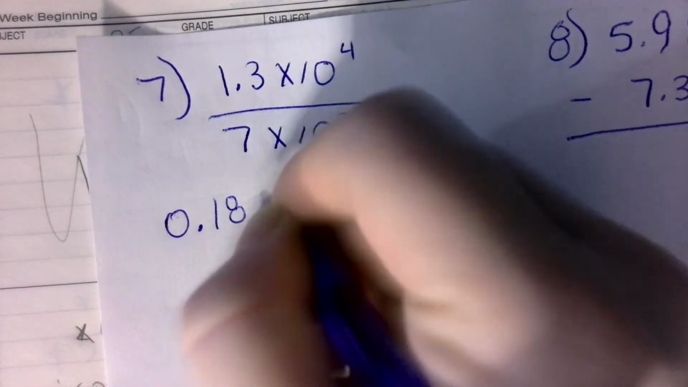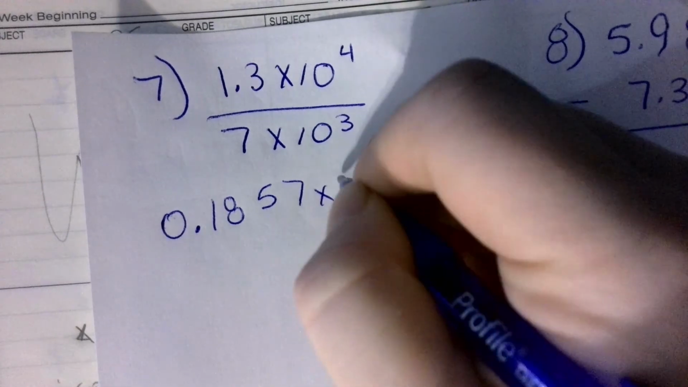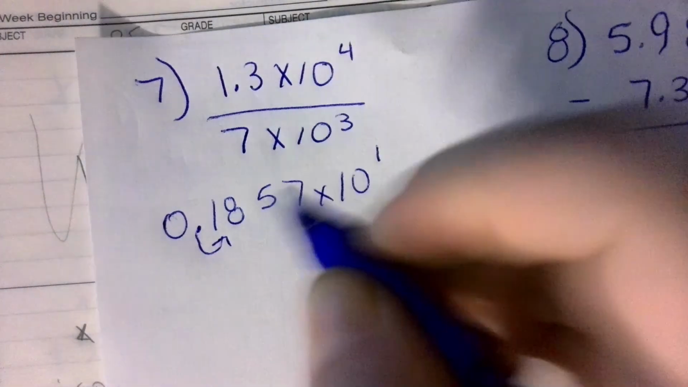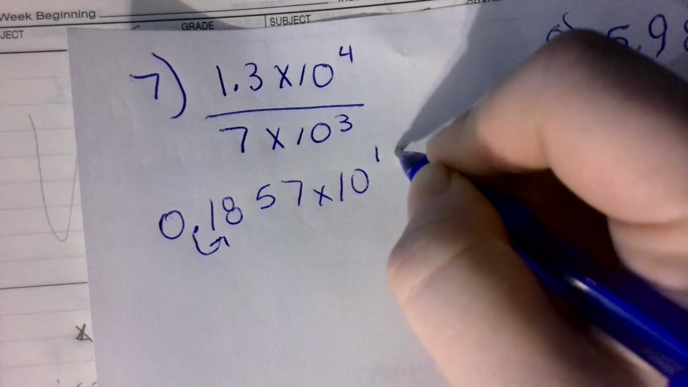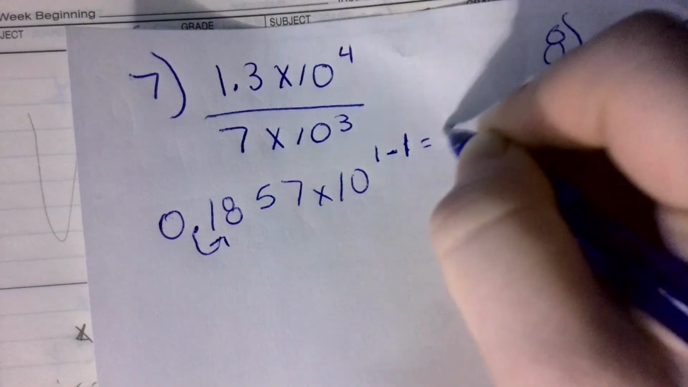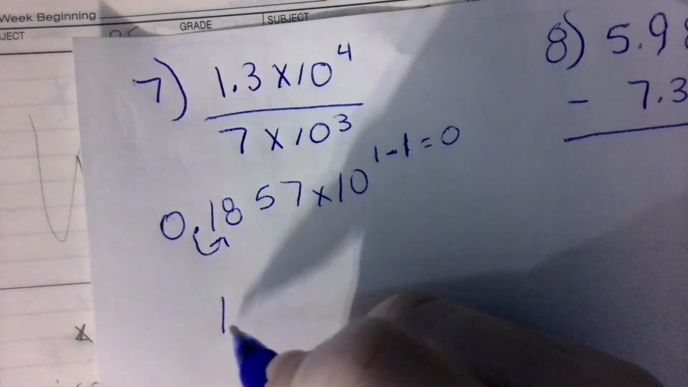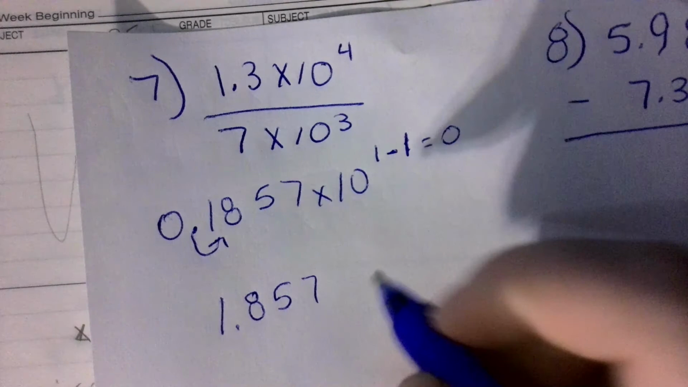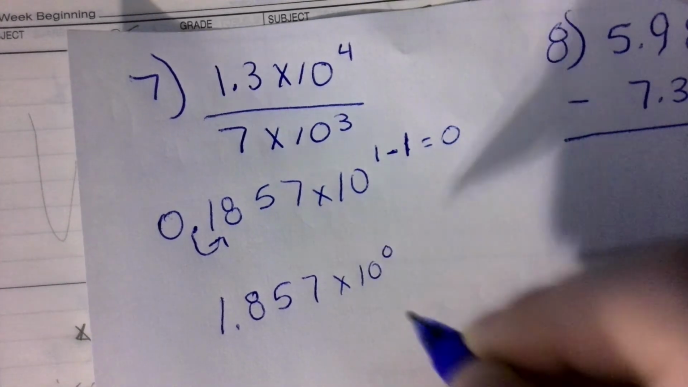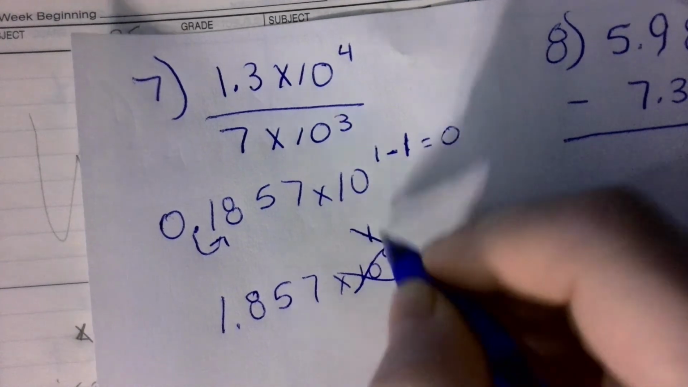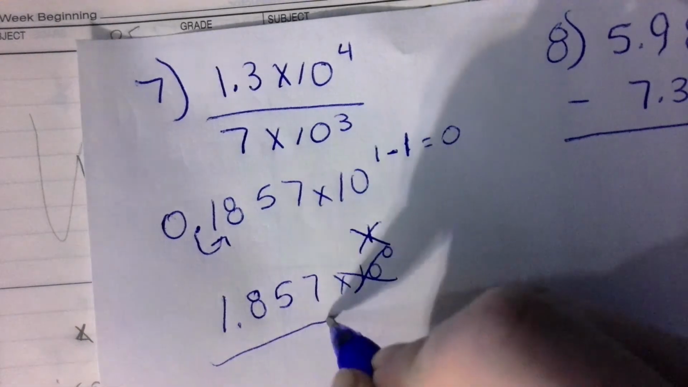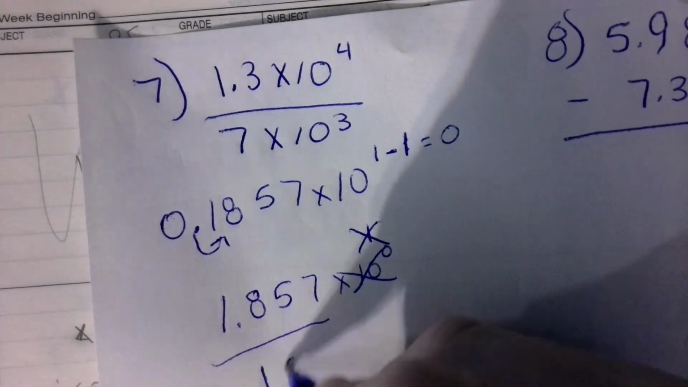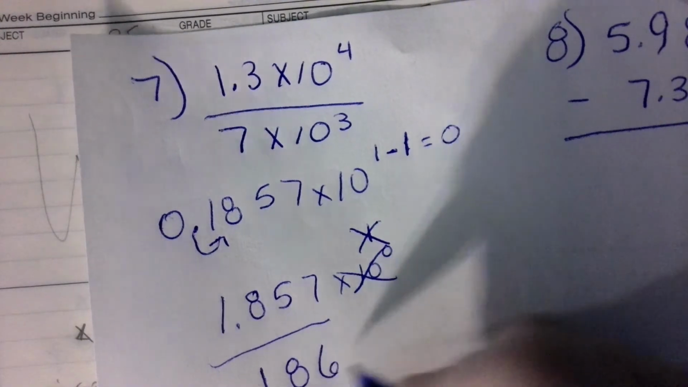0.1857 times 10 to the 1. I need to move my decimal just one spot to make it proper in scientific notation. I'm going to subtract 1 off of there and get 0. So now I'm going to have 1.857 times 10 to the 0, which is 1, which we don't need to write. So all I'm going to have left is this right here. And it said to round to the nearest hundredth. So I'm really going to have 1.86 times the amount of steel.